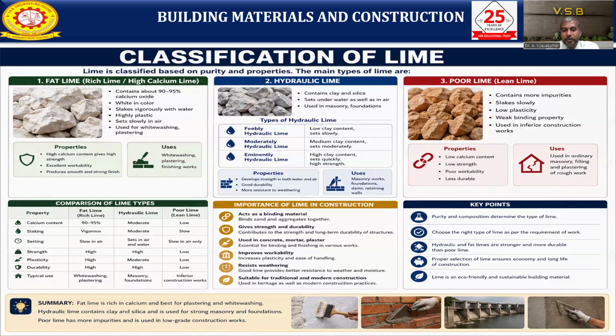So typically, where can we use the three types of lime? Whitewashing and plastering purposes, masonry and foundation work, and inferior construction work is where we use poor lime. Now some of the importance of using lime in construction: lime acts as a building material. It binds with sand, that is fine aggregate, and coarse aggregate together. That's why we call it a binding material. It gives strength as well as durability, contributing to the strength and long-term durability of the structure.